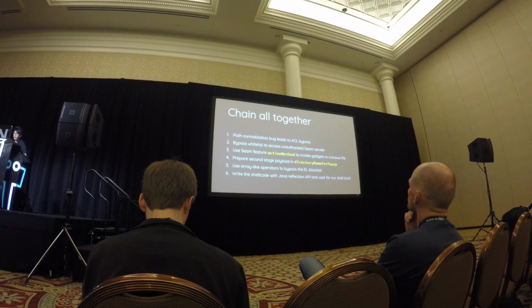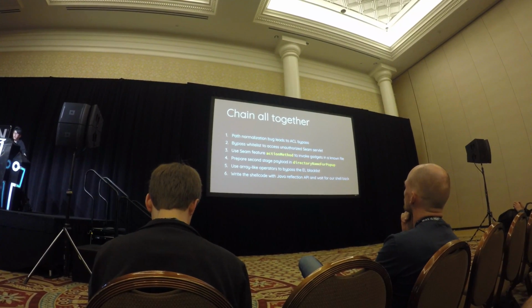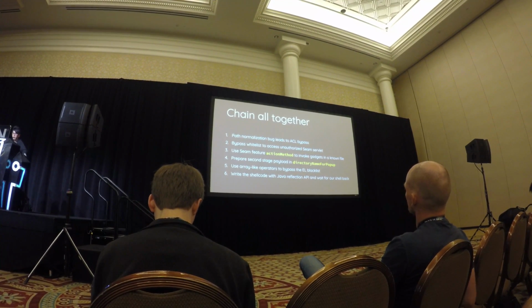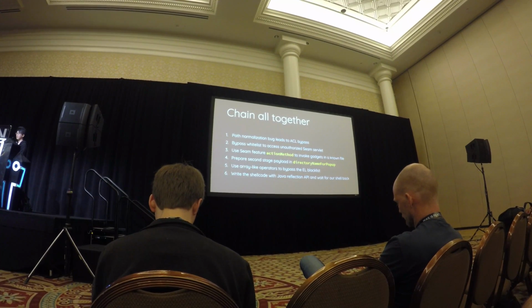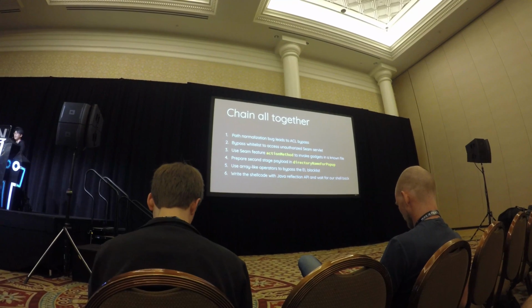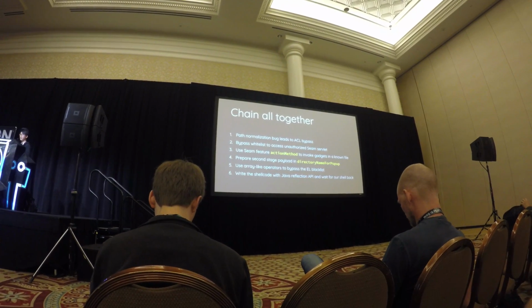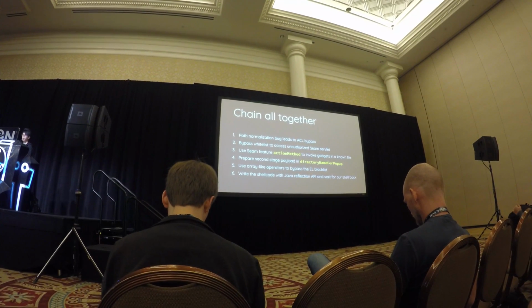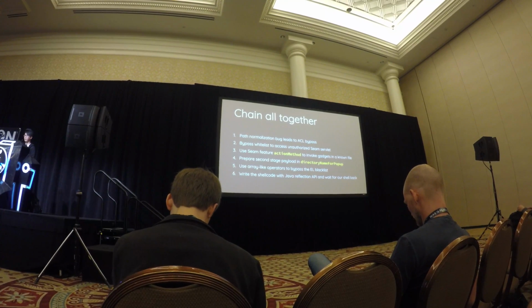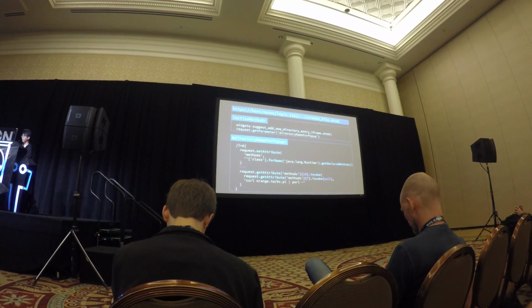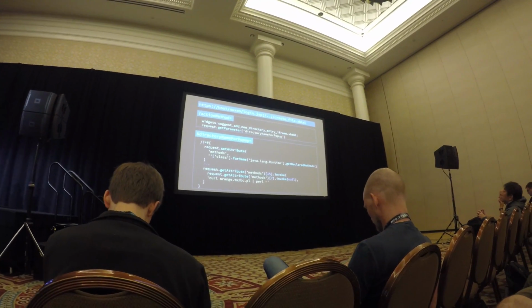So let's summarize our steps and chain them all together. We first find the personalization bug to bypass the access control. While we can access the unauthorized Seam servlet, we use the feature and choose the good gadget so that we can control the return value. We also prepare our second stage payload in the URL and use the array-like operator to bypass the blacklist. The last step is to write the shell code with the Java Reflection API and wait for our shell back. So this is the overview of the exploit. I will explain each part one by one in detail.